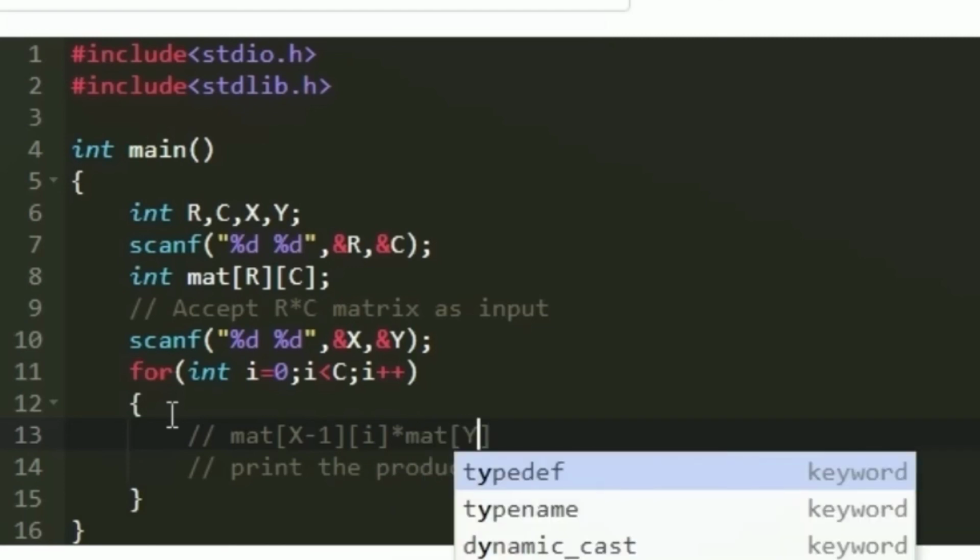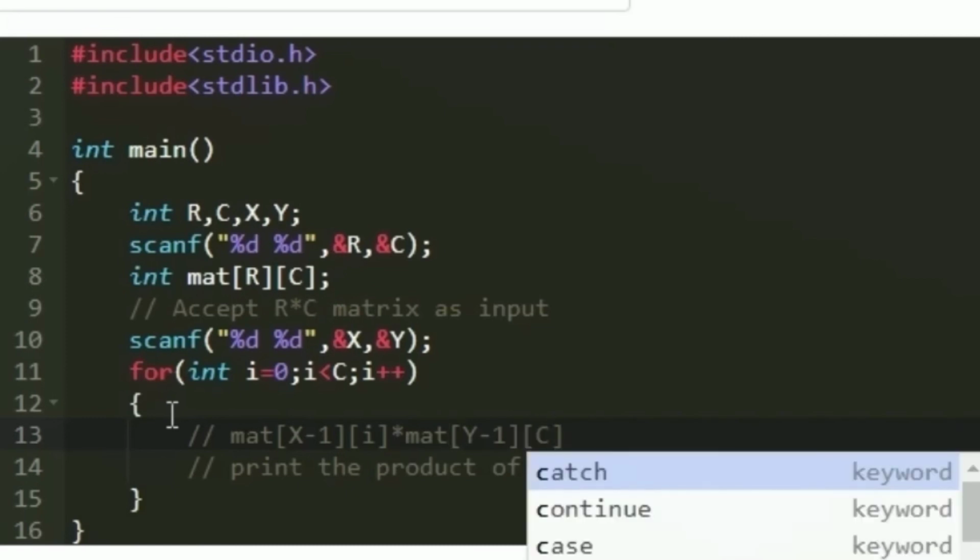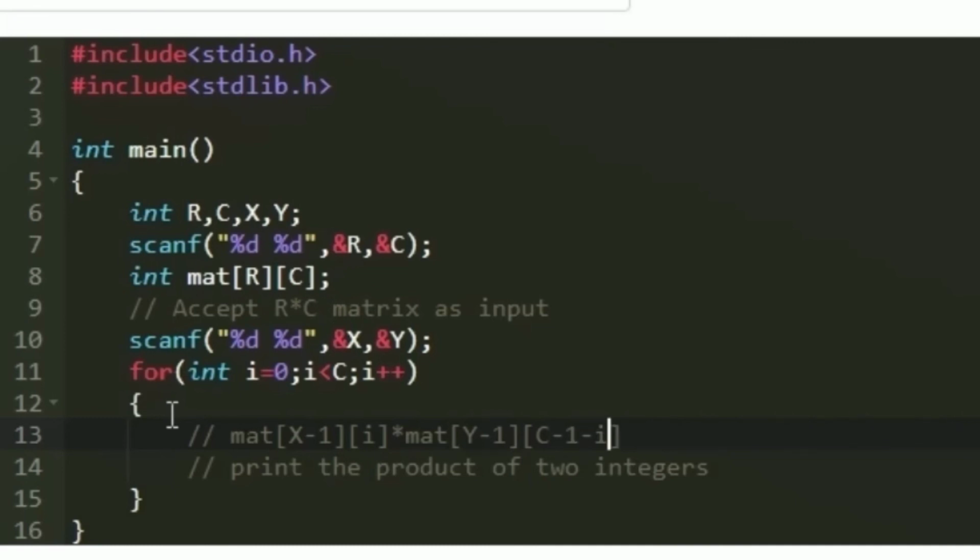So again, for y we should give the index as y minus 1, and in the yth row we must take integers from right to left. So we should give the index as c minus 1 minus i, so that we will be multiplying in zigzag fashion as per the condition given in the question. So this is how we should be printing the output.